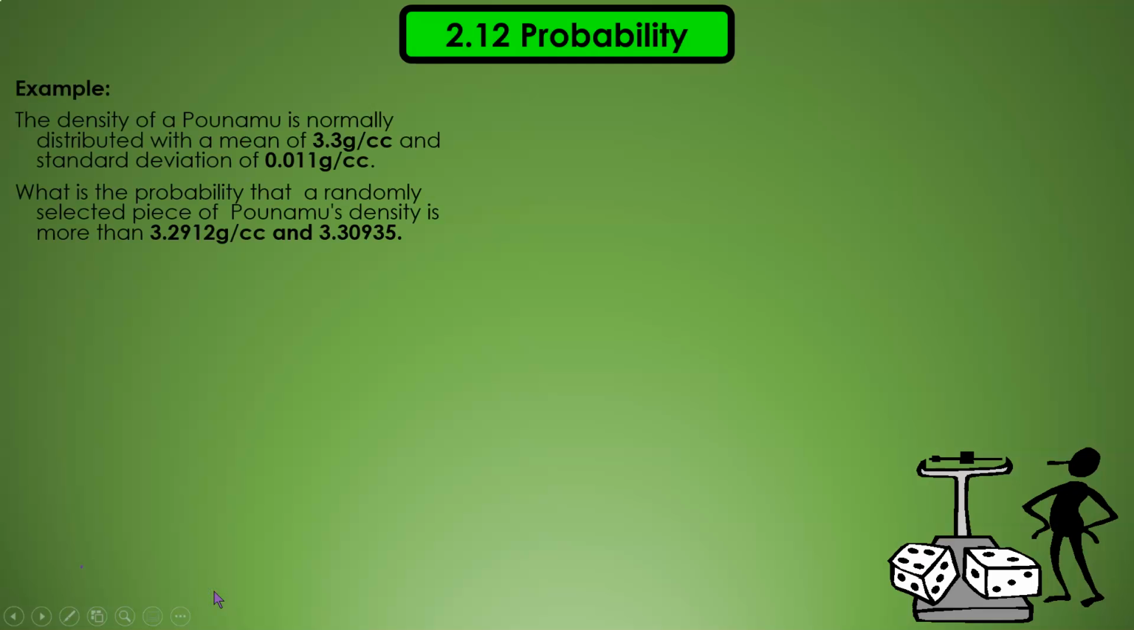So as always, there's a second question here. The density of Pounamu is normally distributed with a mean of 3.3 grams per cubic centimetre and a standard deviation of 0.011 grams per cubic centimetre. What is the probability that a randomly selected piece of Pounamu's density is more than 3.2912 and less than 3.30935 grams per cubic centimetre? So have a go at it, and then I'll go through the answer.